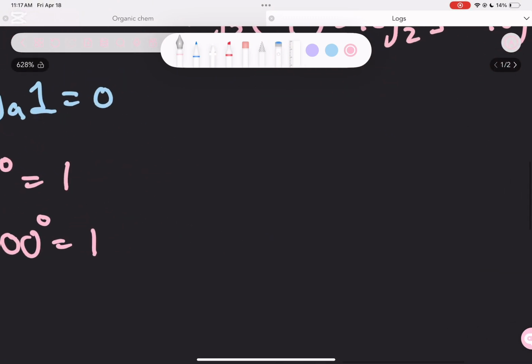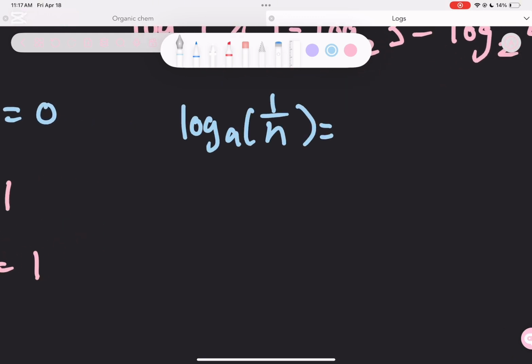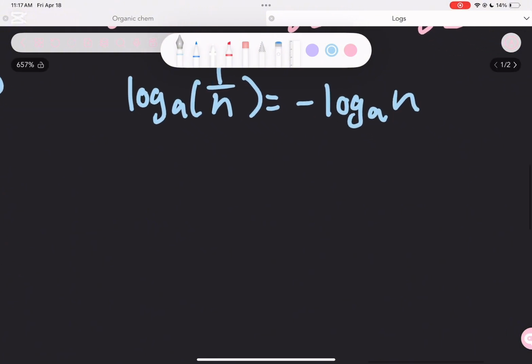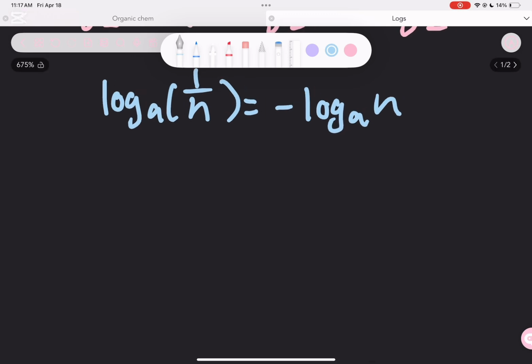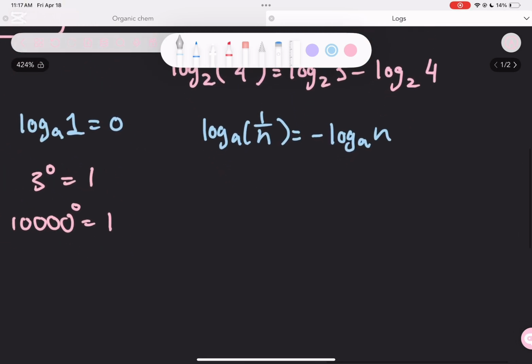And then, oh yeah, this one we kind of touched on a little bit earlier, but log a to the 1 over n is always equal to negative log a n. Because if you think about it... what am I saying? You know what? I don't want to prove this. I don't feel like proving it. I don't really know how to prove it, but you just have to know this.